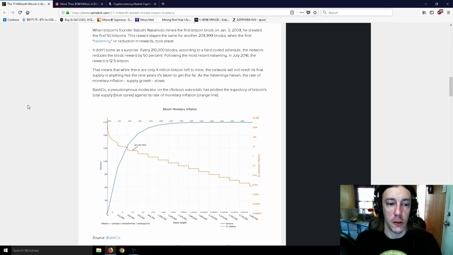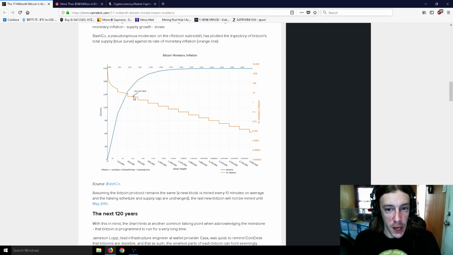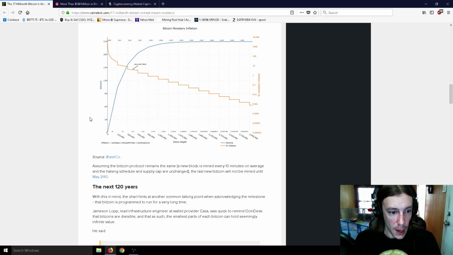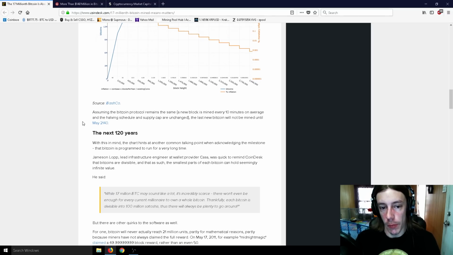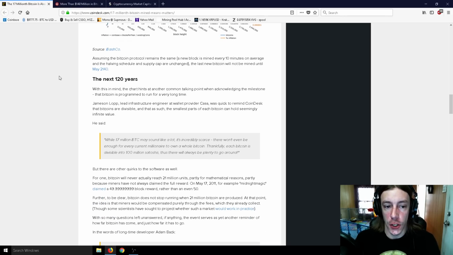Bash Company, a pseudo-anonymous moderator on the Bitcoin subreddit, has plotted the trajectory of Bitcoin's total supply against its rate of monetary inflation. Assuming the Bitcoin protocol remains the same, a new block is mined every 10 minutes on average, and the halving schedule and supply cap are unchanged, the last new Bitcoin will not be mined until May 2140. So for the next 20 years, the chart hints at another uncommon talking point when acknowledging the milestone: Bitcoin is programmed to run for a very long time.